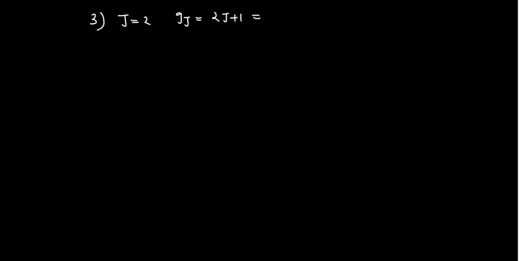That would be 2 into 2 plus 1. That would give you the 5. That means the system is having 5-fold degeneracy. What it means actually is 5 states with the same energy.